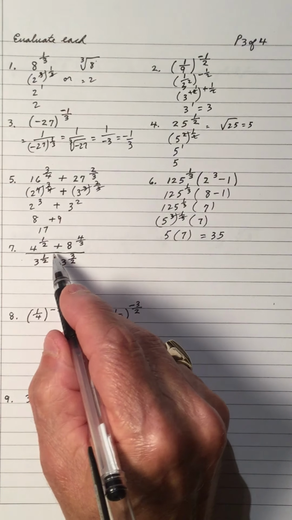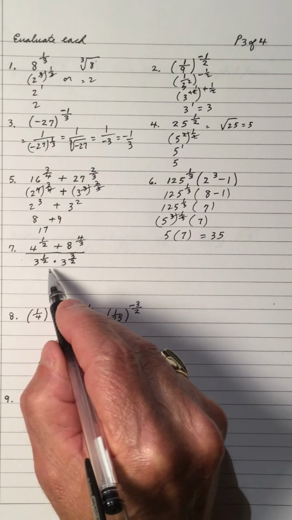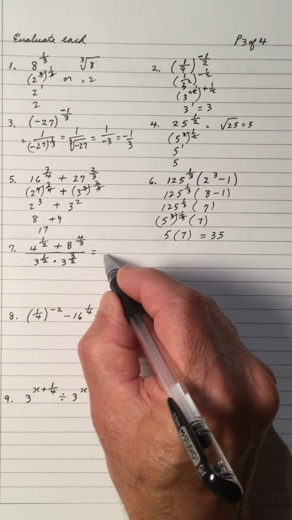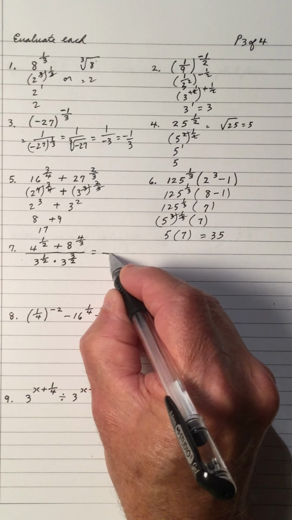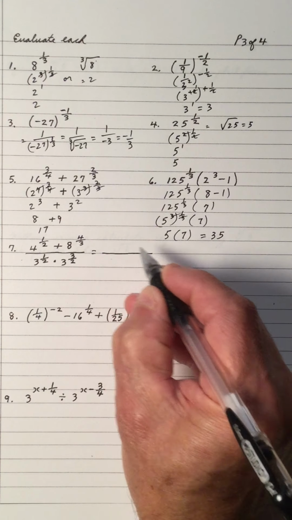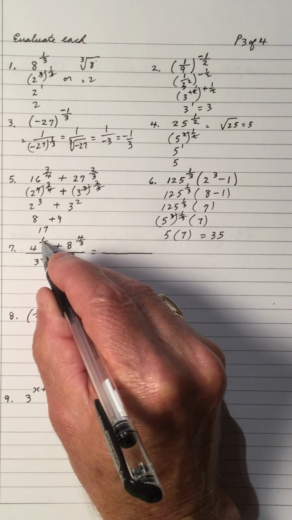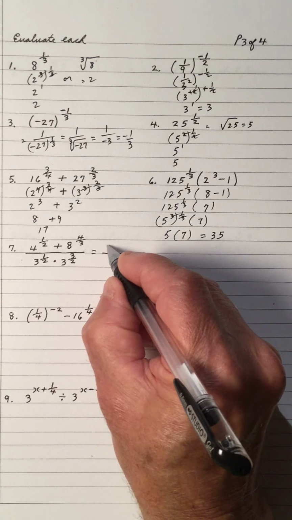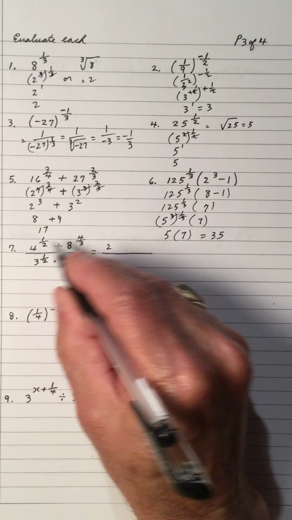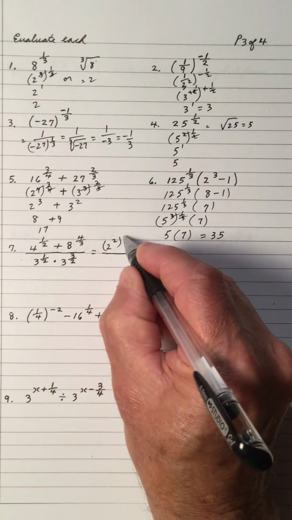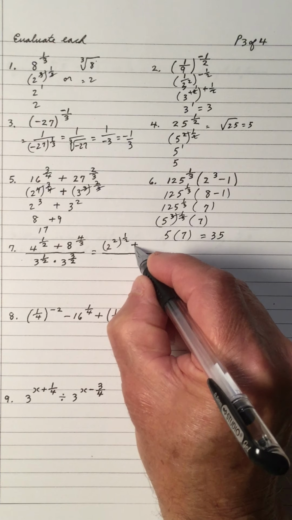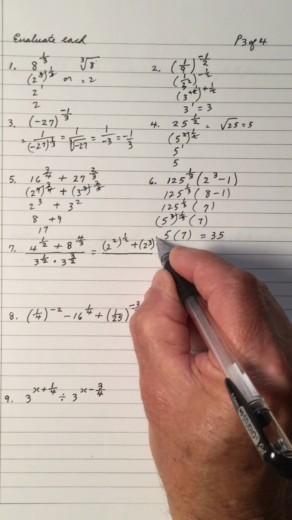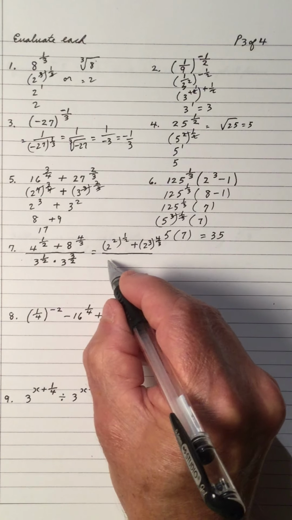And number 7, we have the addition and the multiplication. So let's simplify each of these first. Let's simplify the numerator and denominator before I divide. So this is a half. So half is the square root. So I can do the square root of 4. I can go 2 squared to the 1/2 plus 8 is 2 cubed to the 4/3.